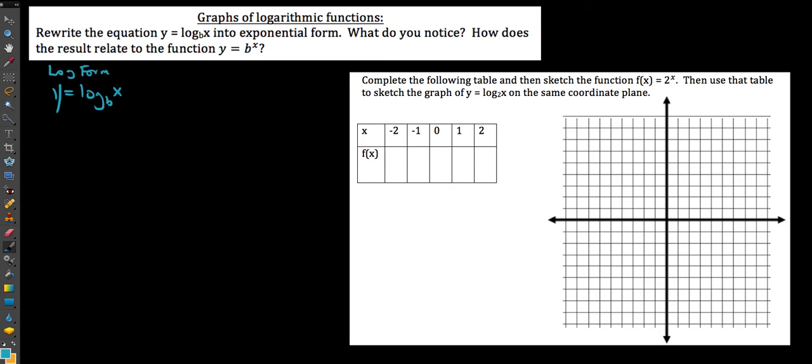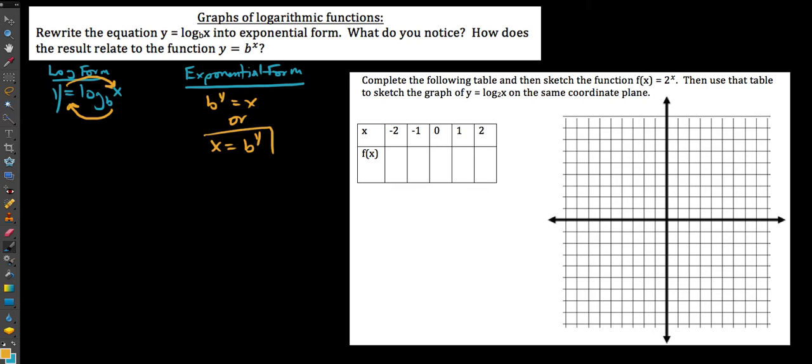What I want to try to do is rewrite it into exponential form just to assess the situation here. When we rewrite this into exponential form, we end up with the sentence b to the y equals x. Or what I'd really be more comfortable writing is x equals b to the y.